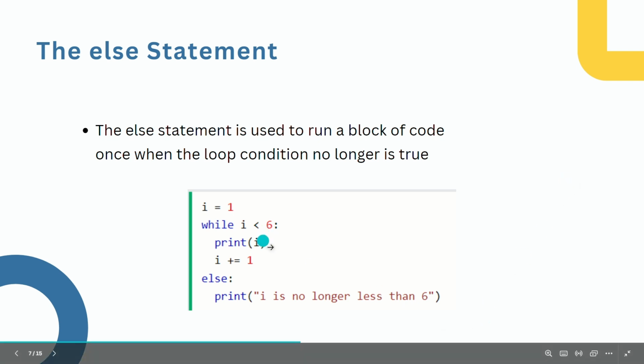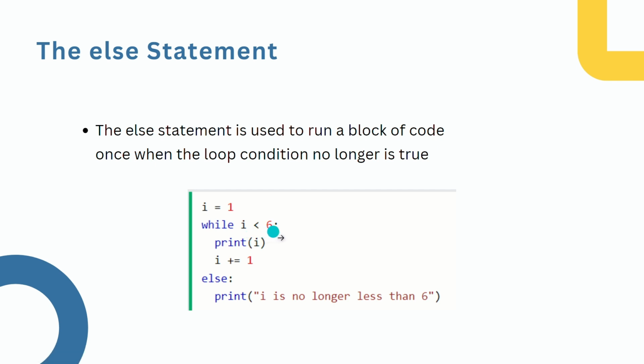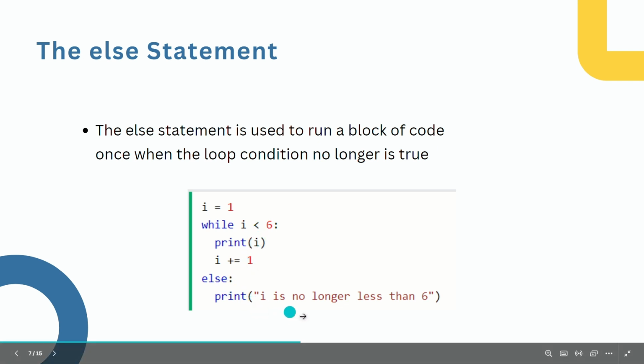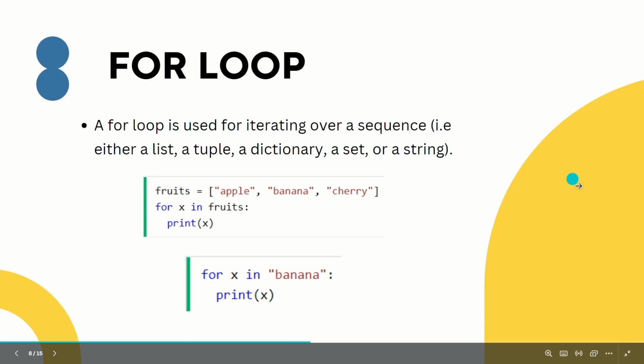So in this example, we are taking the condition i is less than 6 in the while loop, and as soon as this condition is not true, the else statement will be executed and it will print "i is no longer less than 6".